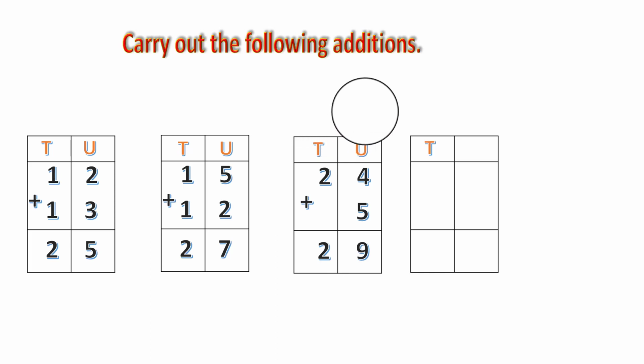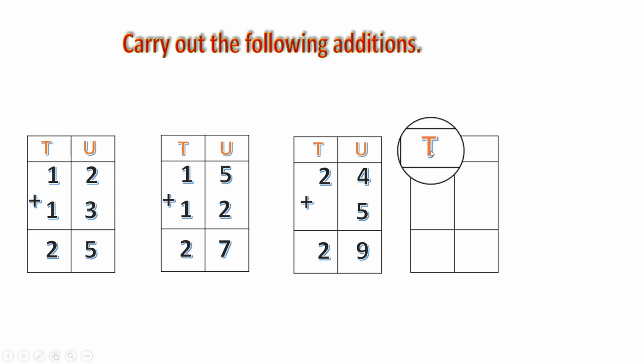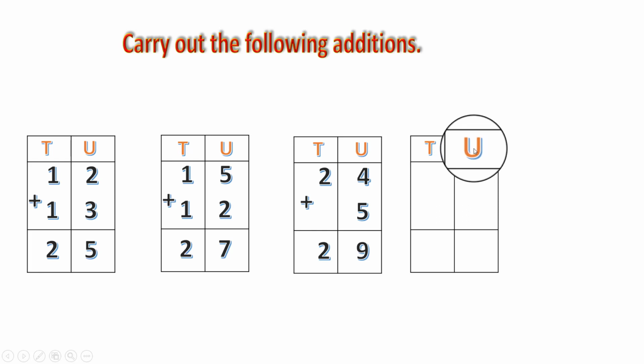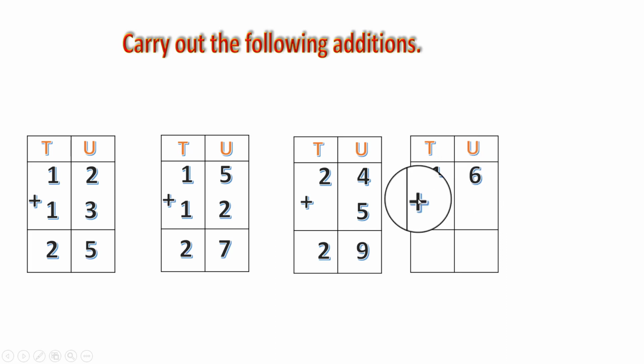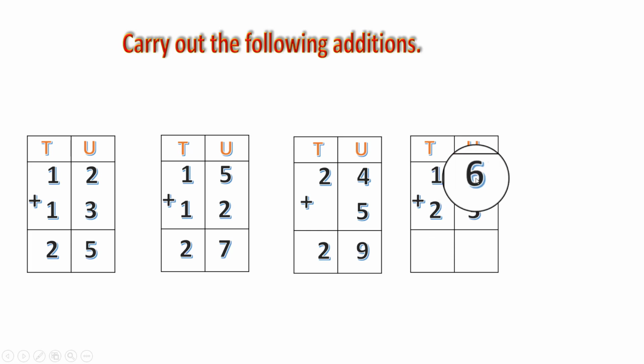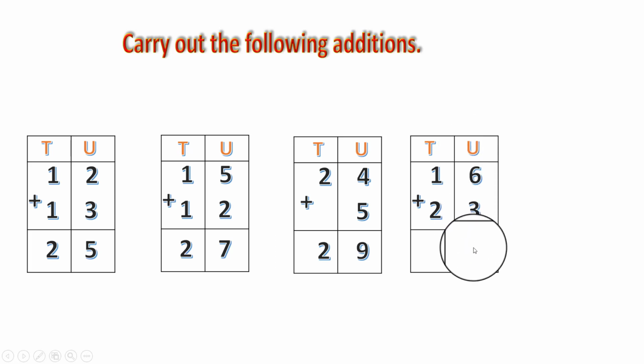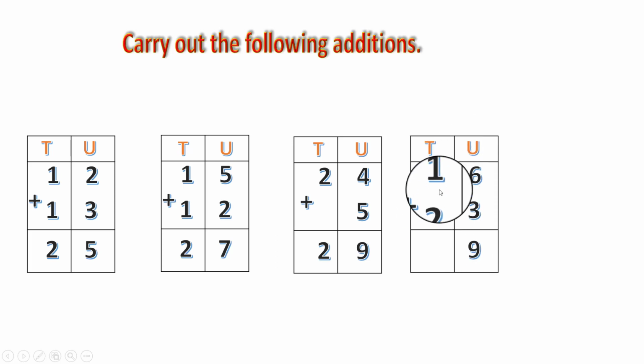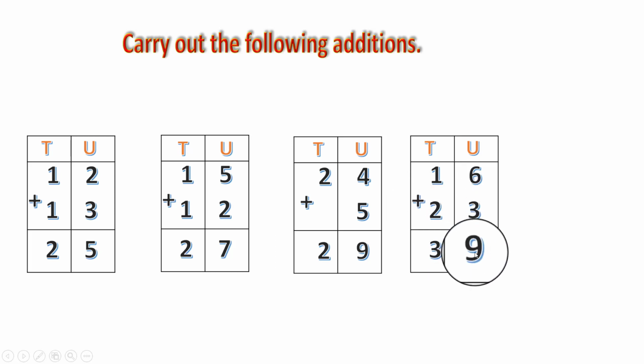Next example. T for tens and U for units. 1 ten 6 units means 16 plus 2 tens 3 units means 23. 16 plus 23. 6 and 3 numbers are unit place. When we add them we get 9. 1 and 2 numbers are in tens place. When we add them we get 3. 16 plus 23 is equal to 39.